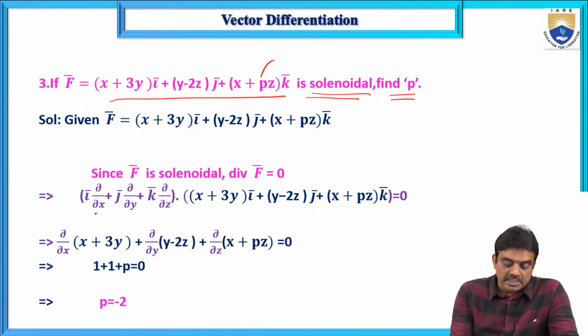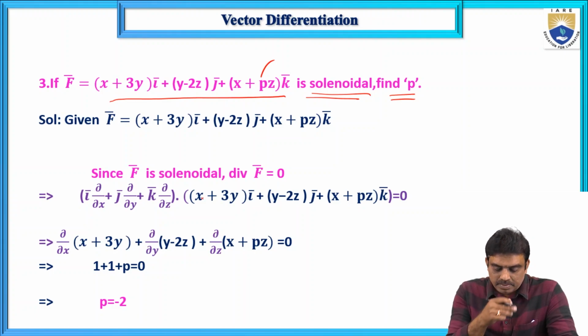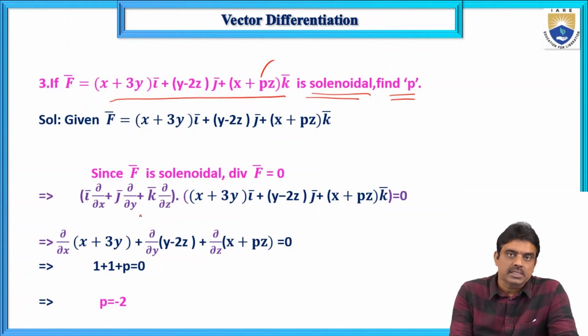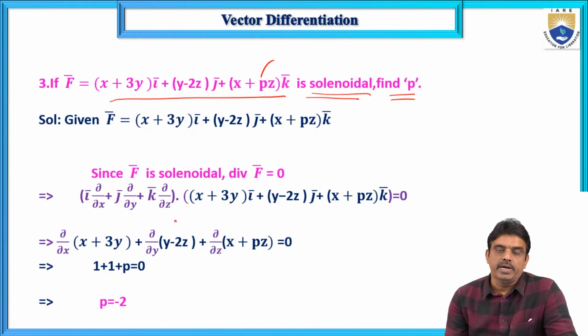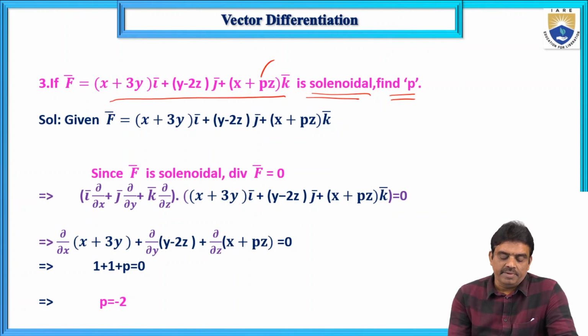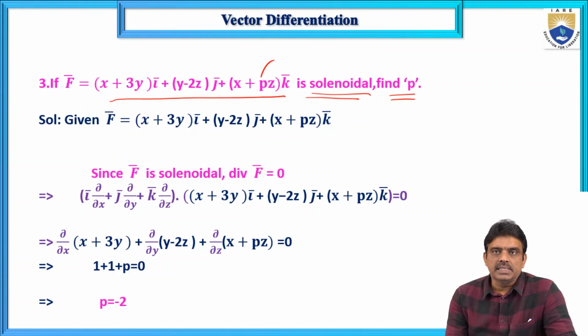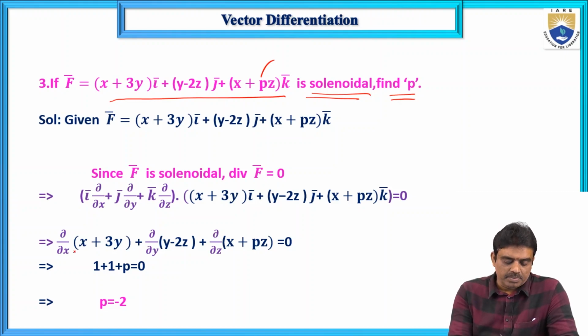So div f bar means del dot f bar. Del means i bar dou by dou x plus j bar dou by dou y plus k bar dou by dou z, dot product with the given vector (x plus 3y) i bar plus (y minus 2z) j bar plus (x plus pz) k bar is equal to 0. So I am making the dot product, i bar dot i bar is 1. The value will become dou by dou x of (x plus 3y), first term, plus j bar dot j bar is 1, dou by dou y of (y minus 2z), plus k bar dot k bar is 1, dou by dou z of (x plus pz).